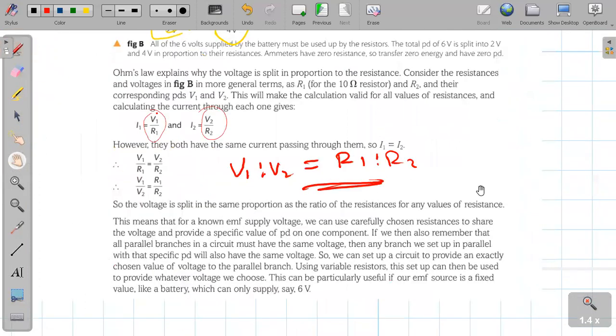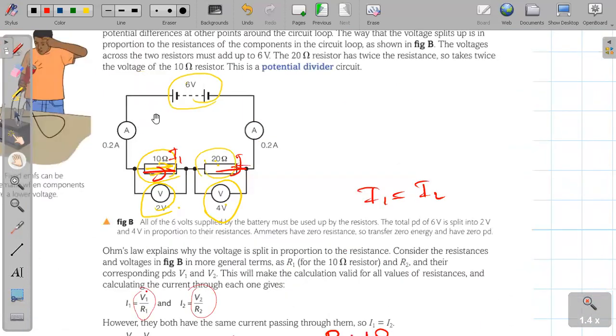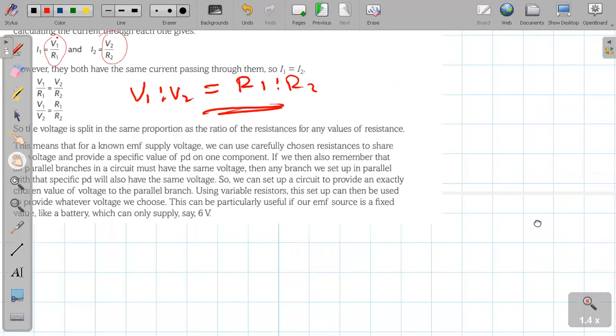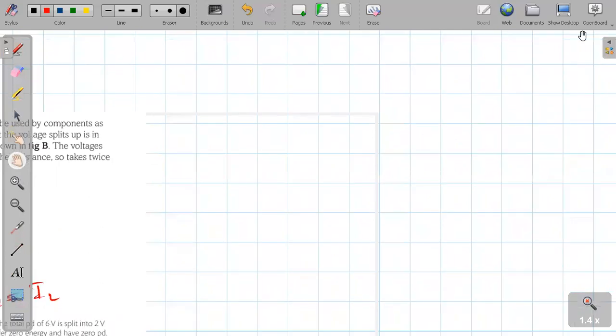Okay. Sir, you got I1 equals I2 because it's a series circuit. There is only one path, only one loop, no junctions. That's because of series. Yes.